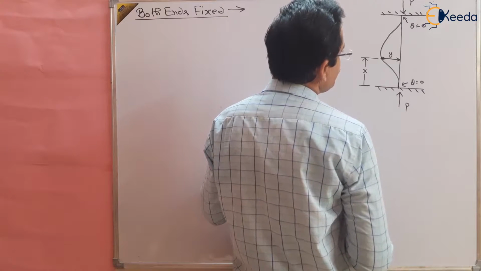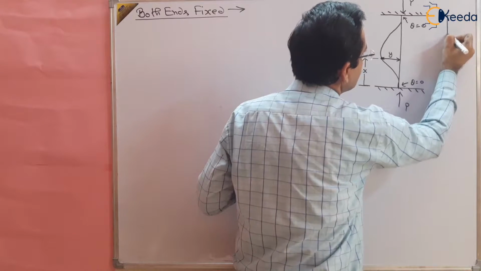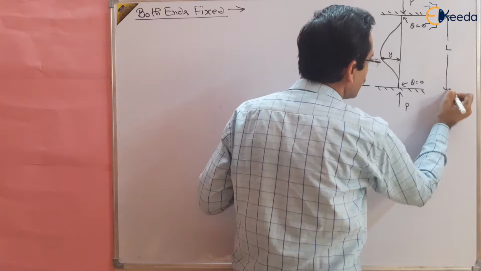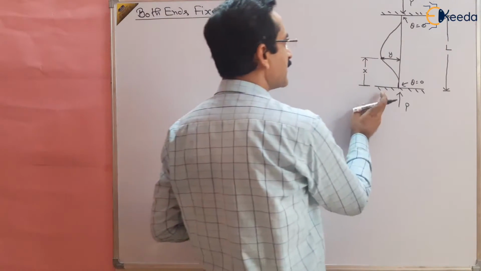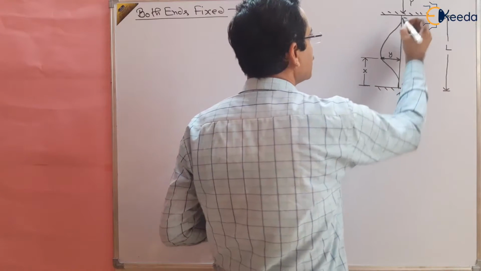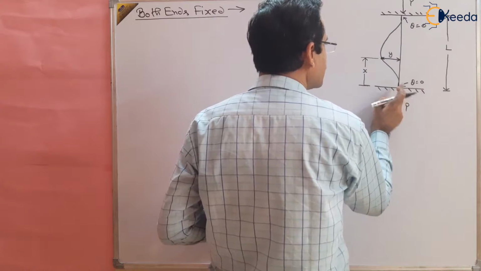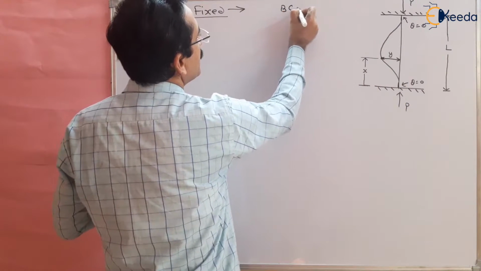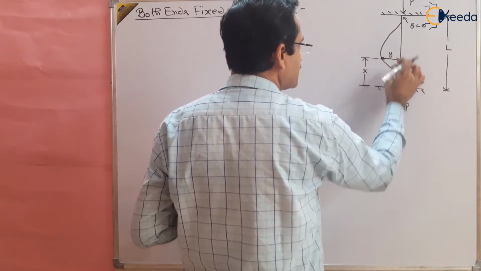And you know that suppose this is the length L, and you know the boundary condition in this case. What are the boundary conditions? This end is fixed as well as this end is fixed, and theta is 0 and y is also 0 at this point. So what are the boundary conditions for this? So boundary conditions are, when x is 0, y is 0, right?